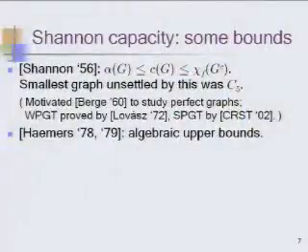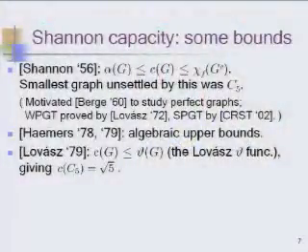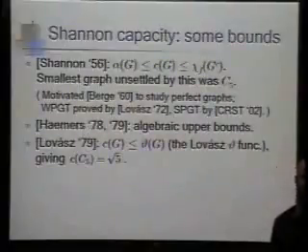So in '78 and '79, there were first other bounds. It's the first time that other bounds came up for the Shannon capacity, which aren't this chromatic number: algebraic upper bounds, which are useful until this day. And in '79, Lovász came up with the celebrated theta function, which finally solved the case of C5 and showed that it's indeed square root 5.